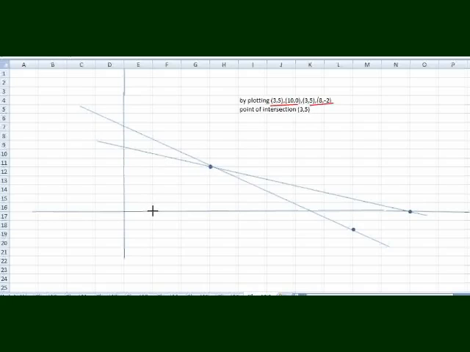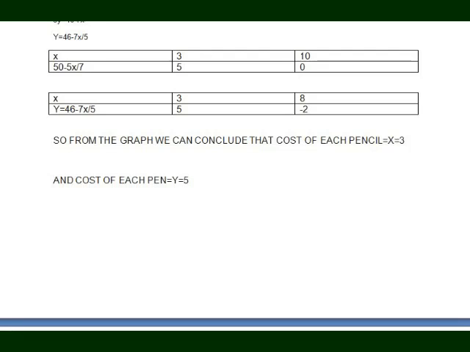On the x-axis it is 1, 2, 3, and on the y-axis it is 1, 2, 3, 4, 5. So 3, 5 is the point of intersection. From the graphical representation, we have got that the value of x is 3 and the value of y is 5. What is this x? X means the cost of each pencil. So we can conclude that the cost of each pencil is rupees 3. And what is this y? Y means the cost of each pen. So the cost of each pen will be rupees 5.